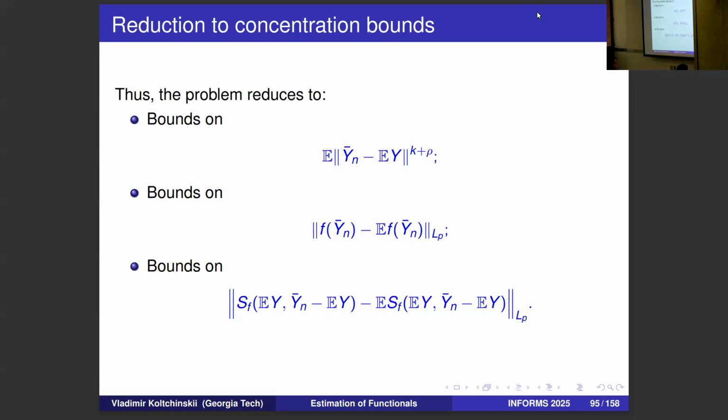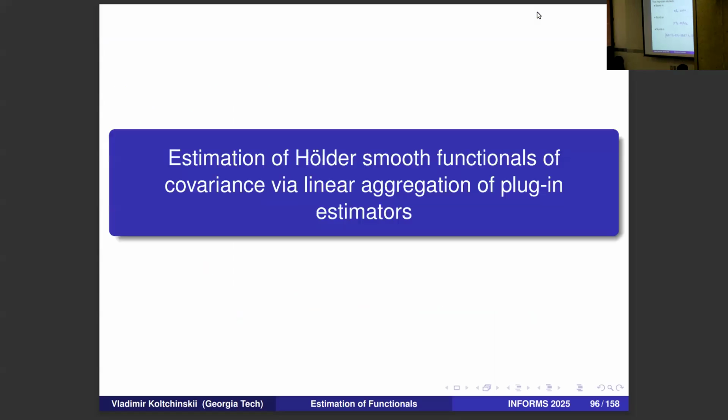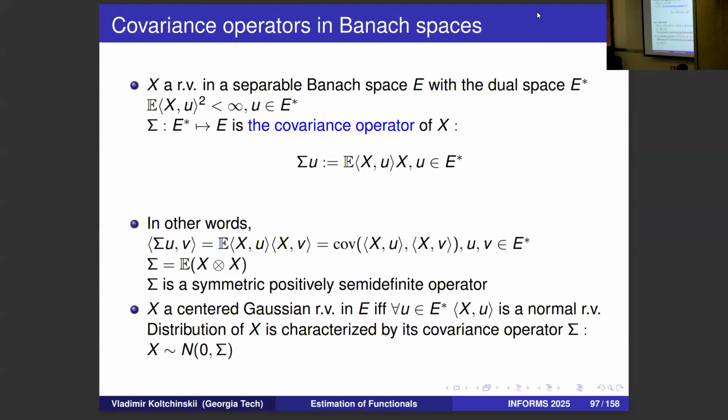Okay, so now I will start talking just about one problem, and this will be about estimation of Hölder smooth functionals of covariance, okay? Of covariance in Gaussian models, right? Using this method, linear aggregation of plug-in estimators. So linear aggregation of sample covariances corresponding to several sample sizes. So we will be again studying this problem in a general framework.